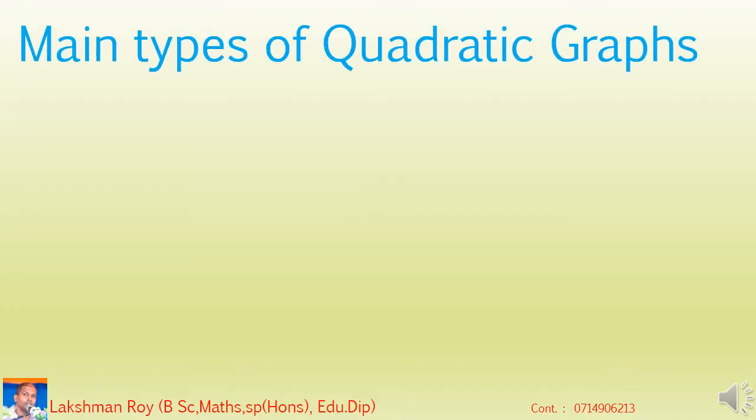Main types of quadratic graphs. Actually there are so many types, so I categorize three main types of quadratic graphs. Following is a general form of quadratic graphs, so don't worry about that. When you get an example you can easily understand it. So my first quadratic graph is the general form of a quadratic function, that is y equals ax squared plus bx plus c type.